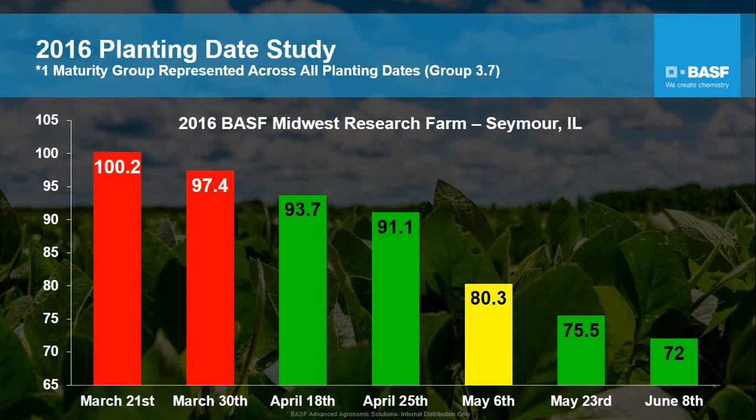beans ended up being our best yielding beans. So the trend held similar to what we had seen in 2015. And in this case, from March 21st to June 8th, there's almost a 28 bushel yield difference from top to bottom. And again, are we promoting a March 21st planting date? Everybody go out and plant in March in Illinois?